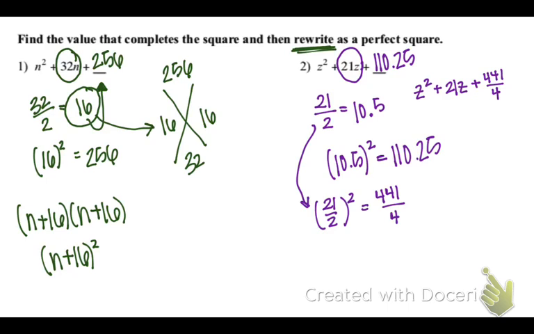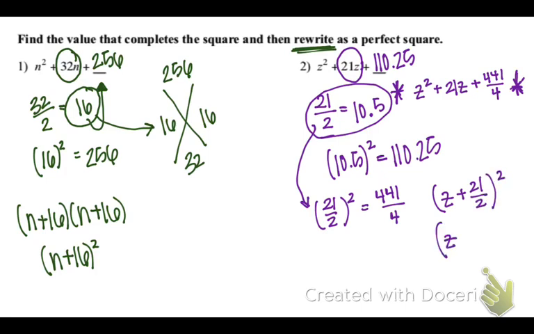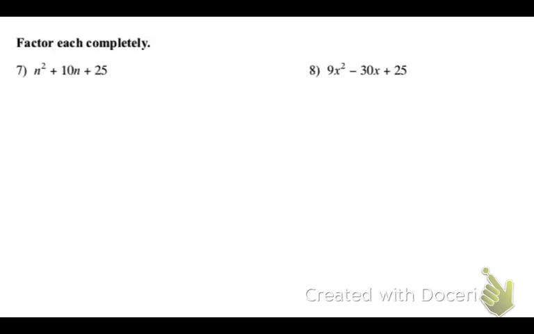Again, I don't care which way you do this. This one's probably a little bit better. But then for my perfect square, it's always this value here. So we could write this as z plus 21 halves squared, or we could do z plus 10.5 squared. Okay, let's go to the next one.